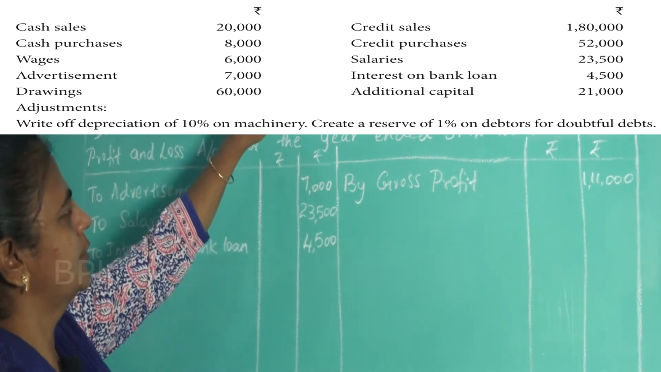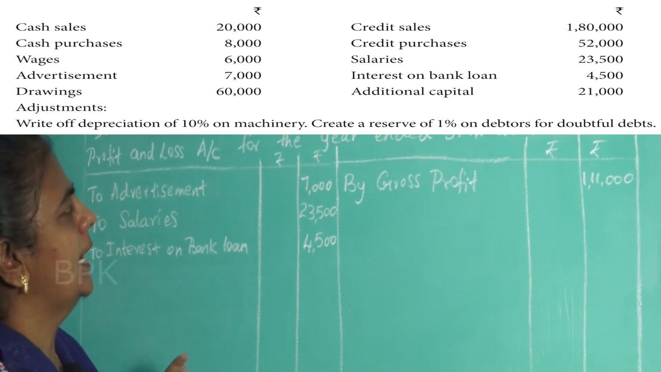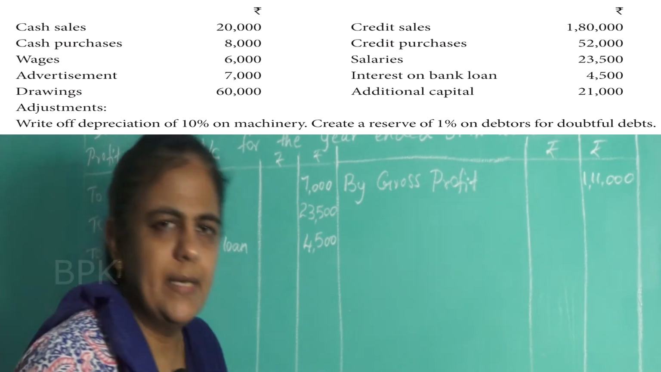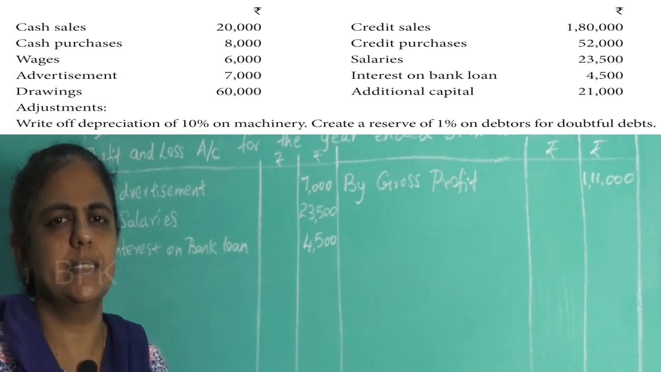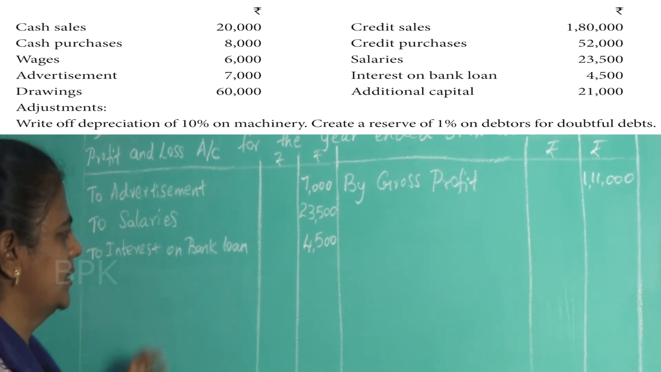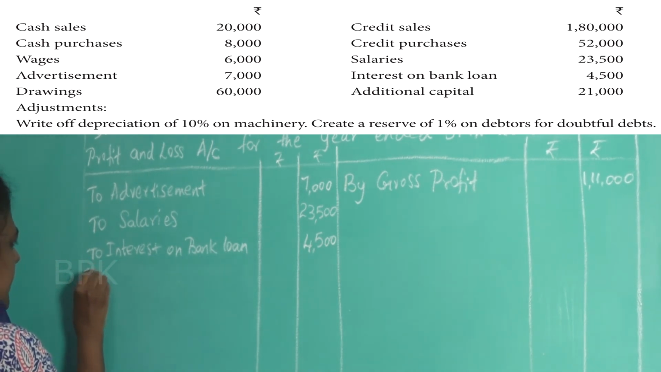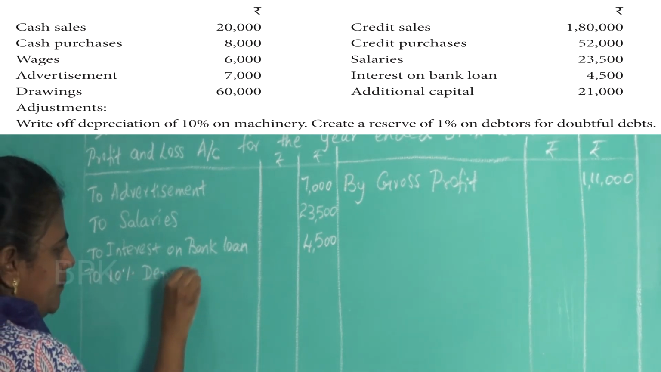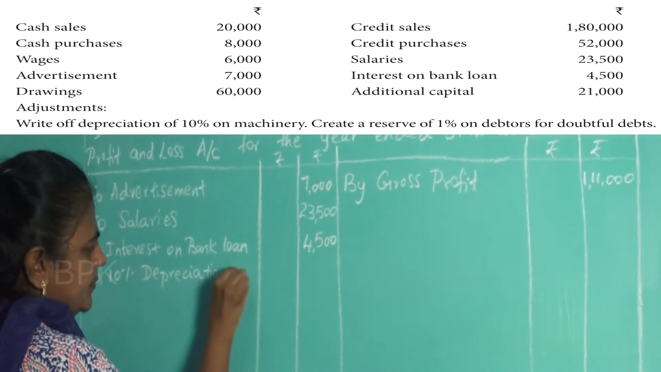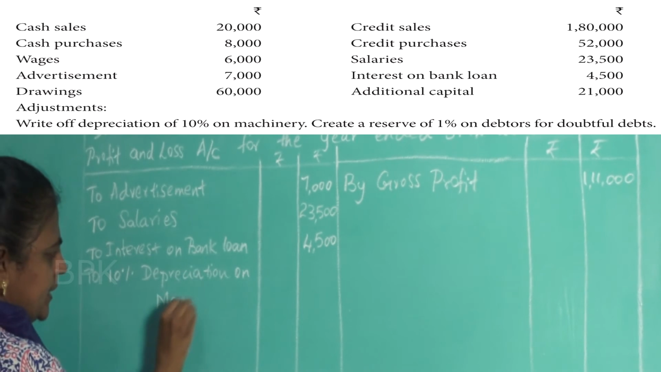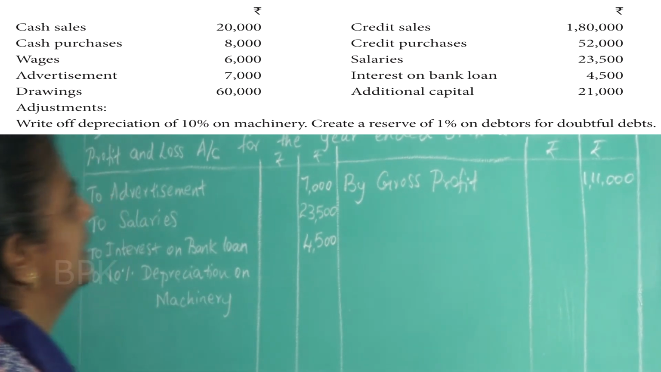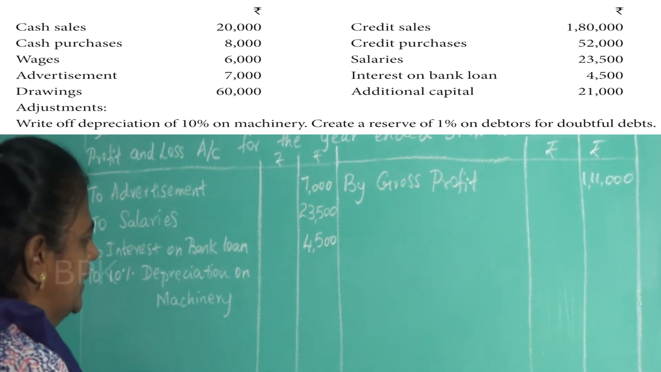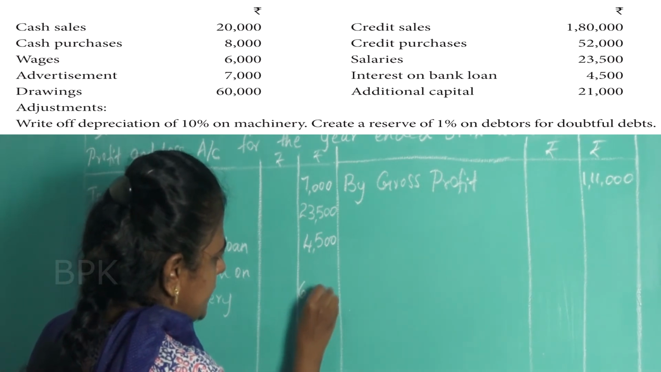Now see the last part of the question. Depreciation you have to calculate, and also you have to provide reserve for doubtful debts. So depreciation, rate of depreciation 10% on machinery. So find 10% on machinery. Write here 10% depreciation on machinery. Machinery is 60,000, 60,000 into 10 by 100, that will give you 6,000 depreciation.